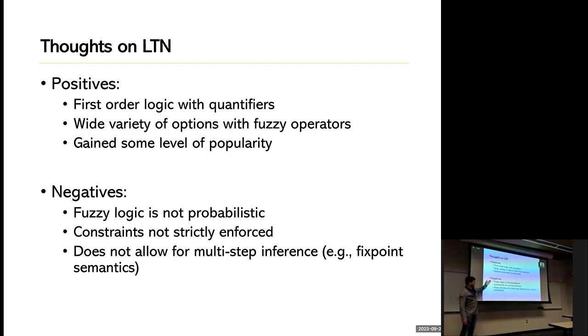So of course, fuzzy logic is not probabilistic. Constraints are not strictly enforced. And also, even though it's using first order logic, kind of odd, it doesn't allow for true multi-step inference. So you can't have things concluded just from the logical part and then use those to make more statements in the traditional way of doing logical reasoning. Everything has to be spelled out. And so I think that's also a little bit of a shortcoming. There's a loss of flexibility. Other approaches actually do allow for this, one of which is ABL.